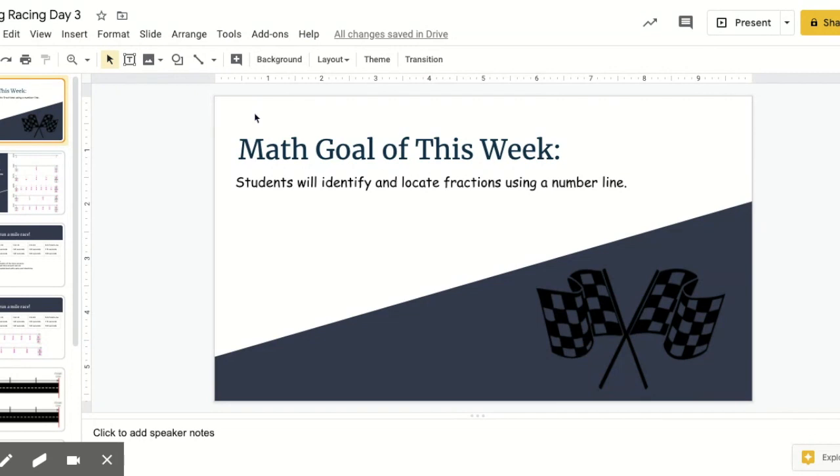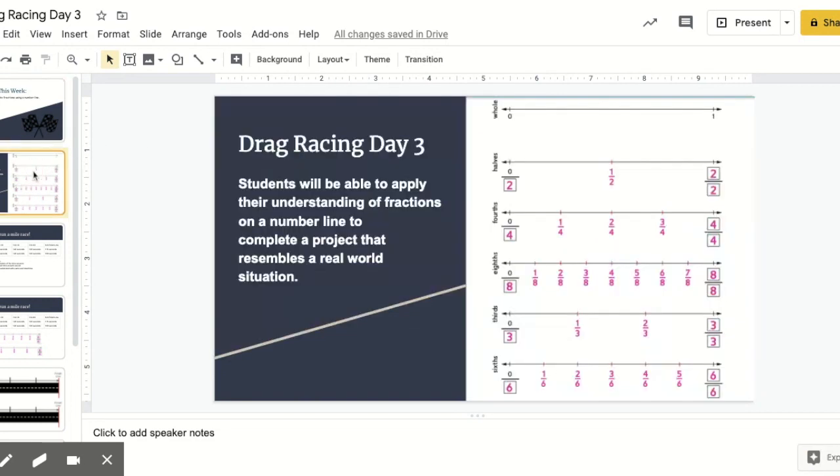So a reminder that your math goal of this week is that students will identify and locate fractions using a number line. And today your goal is that you will be able to apply your understanding of fractions on a number line to complete a project that resembles a real world situation.